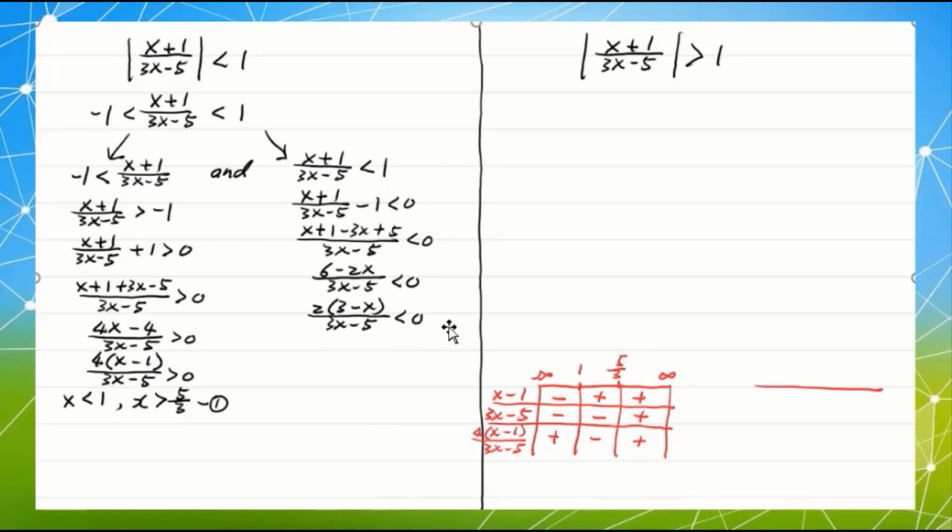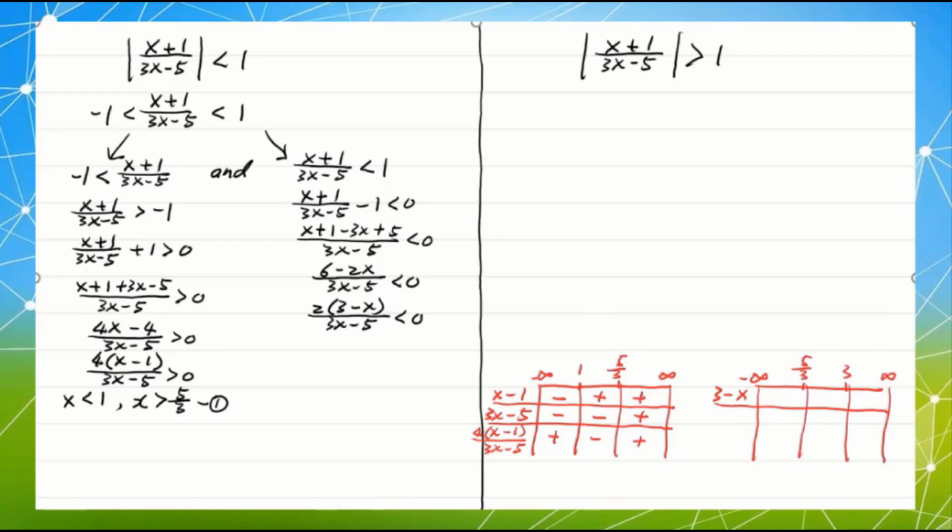Now same as before, we mark a number line with critical points, where the critical points are the values of x where 3 minus x is equal to 0 and 3x minus 5 is equal to 0. That is 5 over 3 and 3. Then after that, same thing, we need to test 3 minus x and 3x minus 5 in each section. So first we test 3 minus x.